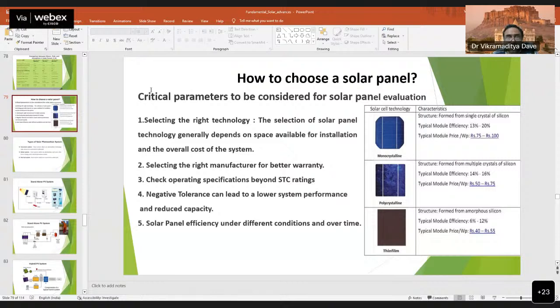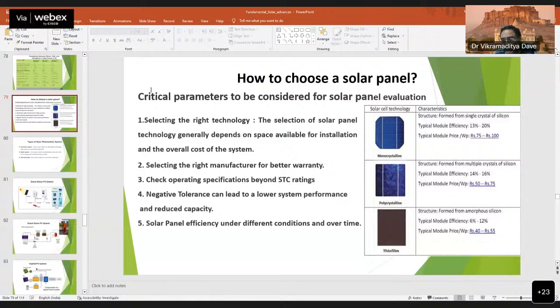Selecting the right technology depends upon how much money you want to invest. If you have a handsome amount of money and you want a good efficiency of up to 20%, then you can go for monocrystalline. The present situation is that the monocrystalline price has reduced drastically, and the difference between polycrystalline and monocrystalline is very less. So you can go for monocrystalline.